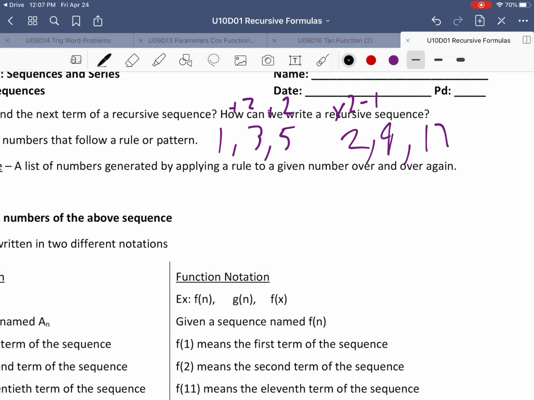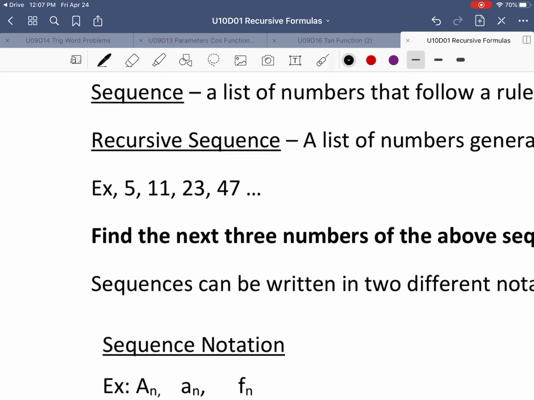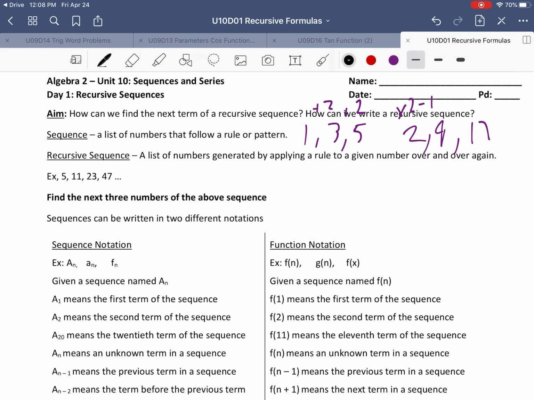But in order to guess the next number of the sequence, we need to figure out what the rule is. In order to do that, we need to know at least a few numbers in the sequence to try and interpret what the rule is. So let's take a look at this next rule here. This is what's called a recursive sequence. There are two types of sequences.